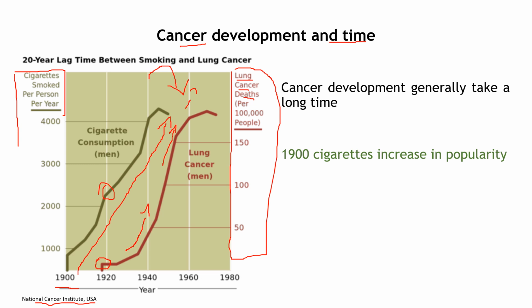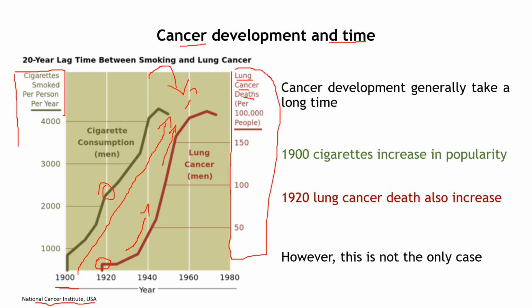Cigarettes increased in popularity in the 19th century, and we didn't see an increase in lung cancer a week later, or a year later. It took almost 20 years, or more, to see that increase. And as I said before, this is not the only case, this is the rule. When you find some chemicals, some carcinogens, remember, genic means origin, some chemicals that create cancer, the same thing will happen.